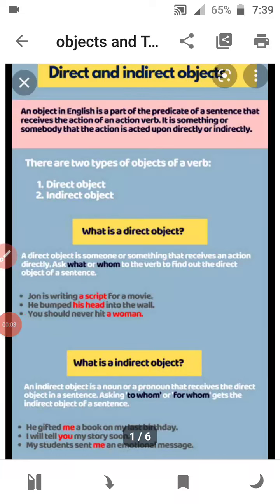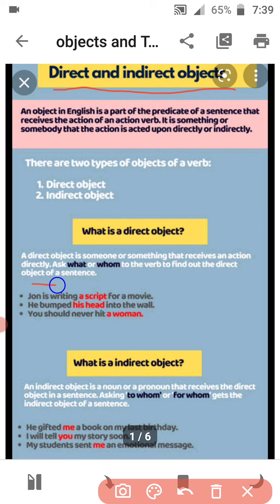Hello students. In the previous lecture we learnt about the object complement and we also saw their types, but in detail we will see in this lecture. Okay, so come, we will start. First of all we will see the direct and indirect object, their definitions and their examples.